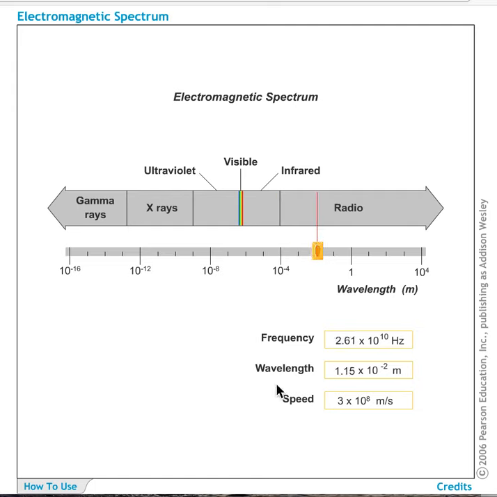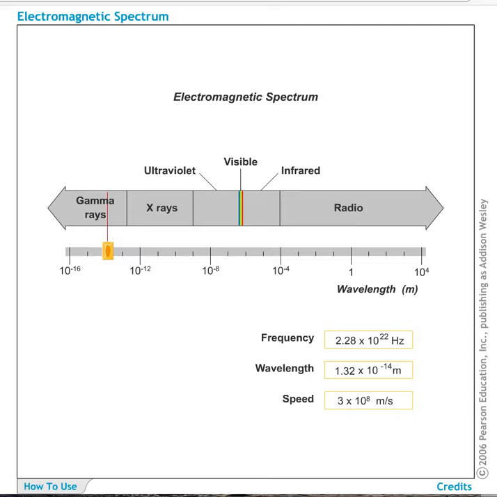Watch what happens to the speed of the electromagnetic waves. No matter where I go on here, the speed of the electromagnetic wave stays exactly the same value. So all electromagnetic waves travel at the same speed, and that speed is the speed of light, which is 3 times 10 to the 8 meters per second.